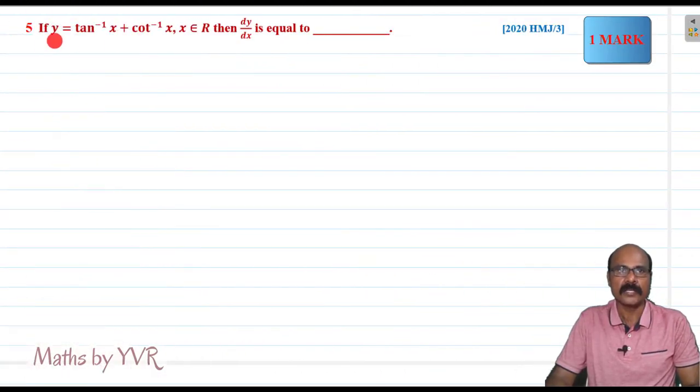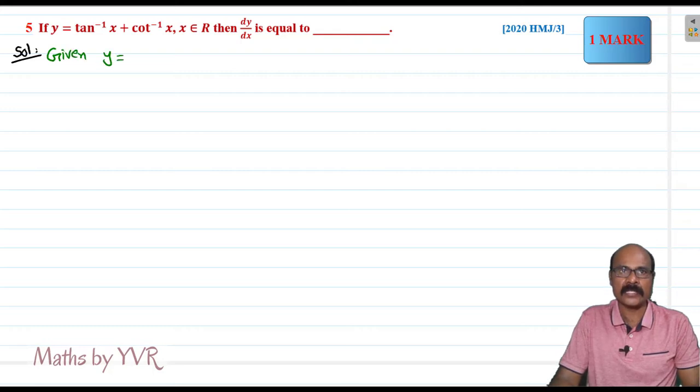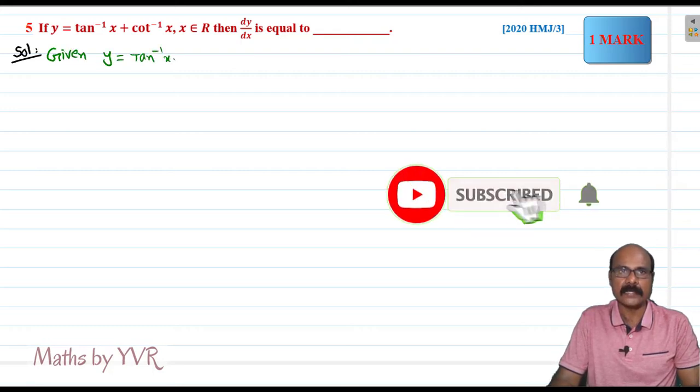Look at this question. If y is equal to tan inverse x plus cot inverse x, then find dy by dx. Let us discuss the solution for this question. What is the given function here? They gave y is equal to tan inverse x plus cot inverse x.